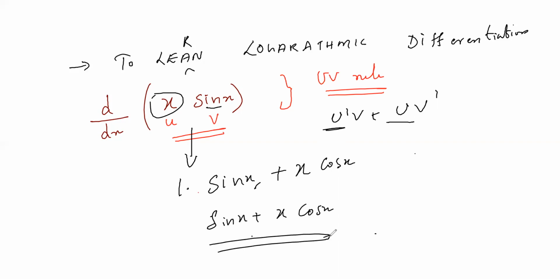Is this clear to everyone? This is called the UV rule, or the product rule. This is very important because in engineering this only will be there. Is this clear to everyone? Anyone having doubt in this? And one more thing, while making mistakes also we will learn from this. Okay guys, fine.